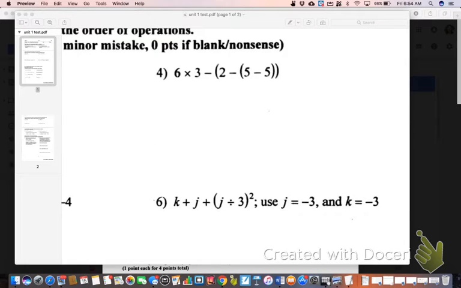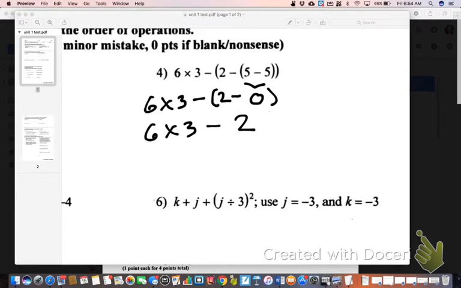For number 6, remember that when you've got multiple sets of parentheses, you do the inside parentheses first. So I'm going to start right here. 5 minus 5 is 0. Then I'm going to bring down everything else. 2 minus 0 is 2. Still going to rewrite everything else. Now I'm going to do that multiplication first. So I'm going to do that 6 times 3 and get 18. Oops. 18 minus 2 is 16.